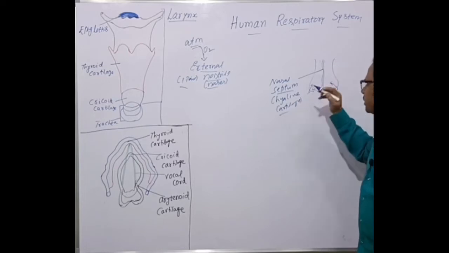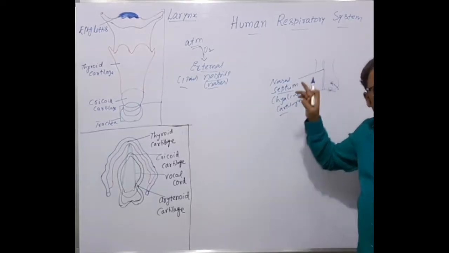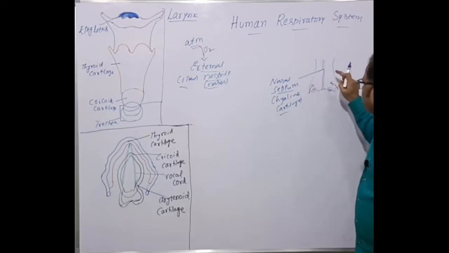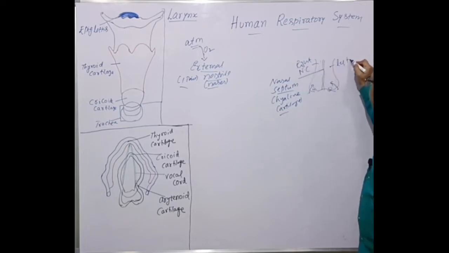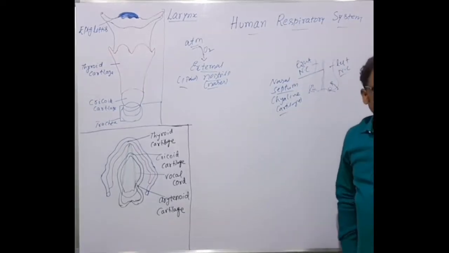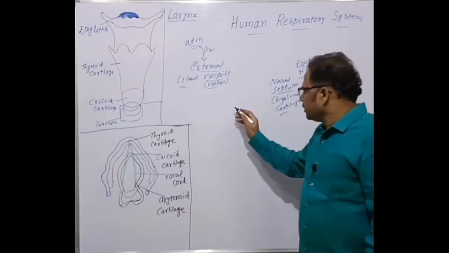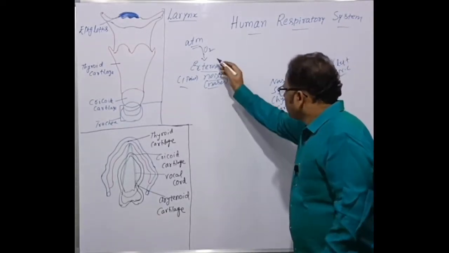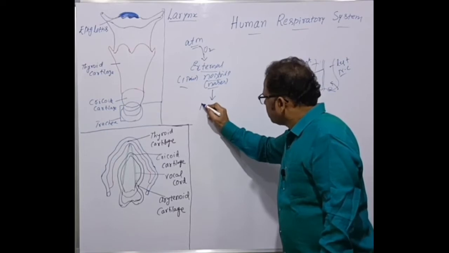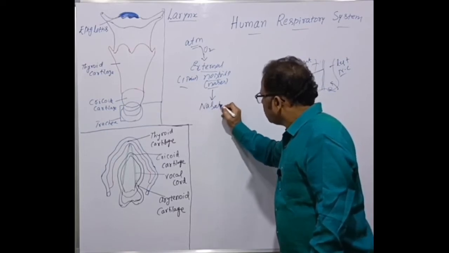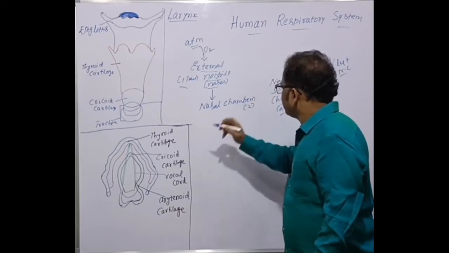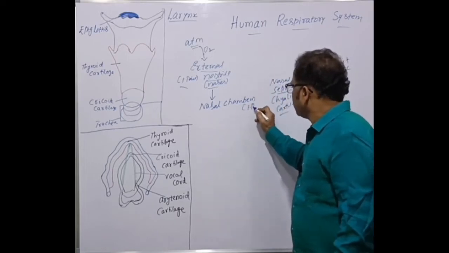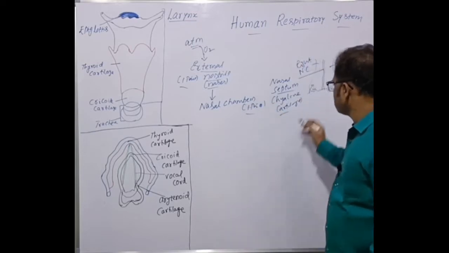So the nasal cavity is divided into the right nasal chamber and the left nasal chamber. This is the right nasal chamber and this is the left nasal chamber. Two nasal chambers are there. From the external nostrils, the air is entering into the nasal chambers. These are also paired.